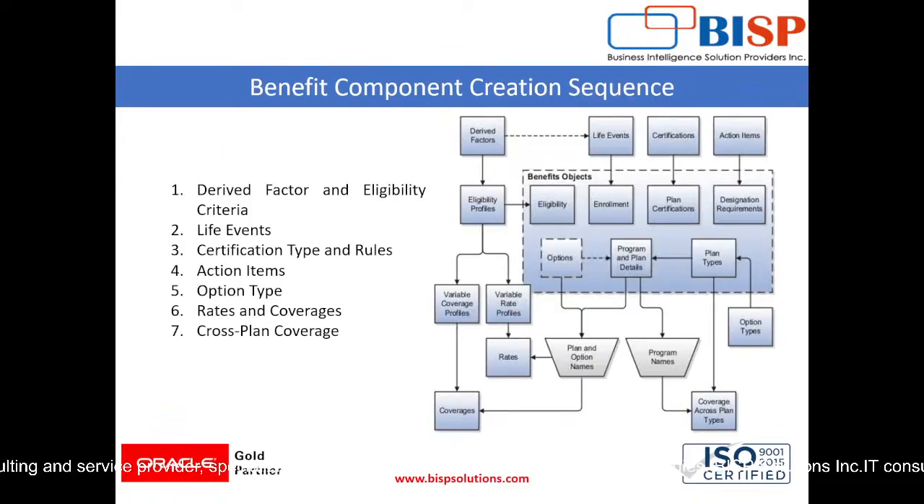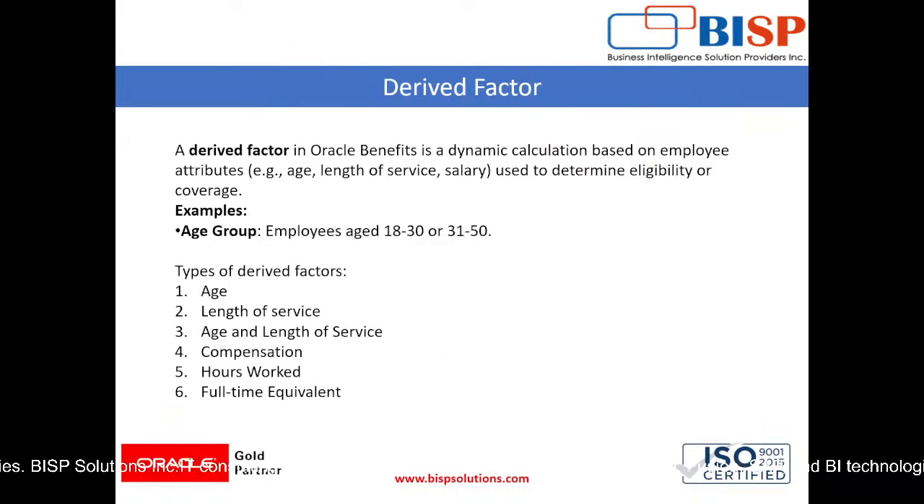After that we saw the benefit component creation sequence. So first thing, we create the derived factor, then the eligibility profile, under which you have variable coverage profile, variable rates profile, and rates and coverage. Okay, so this was the sequence for component creation.